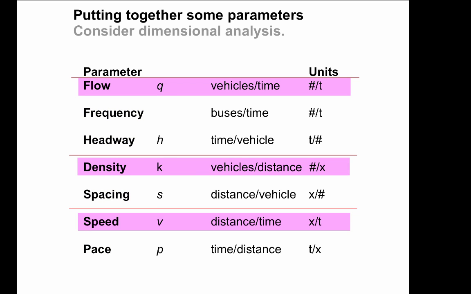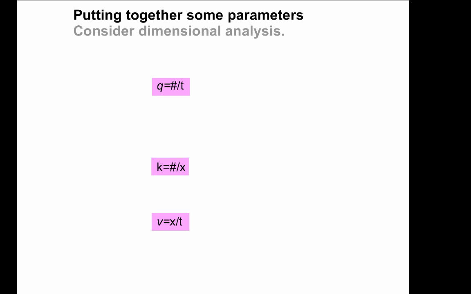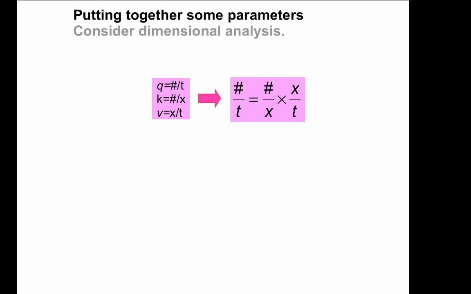I'm going to zoom in on 3 of them, flow, density, and speed. And so we're going to collapse this a little bit. And so all I'm showing here are those 3 parameters and their units. Flow is the number per unit time, density is the number per distance, and speed is the distance per time. So on the right-hand side, can you see that there's a relationship between those units? So I hope you can.